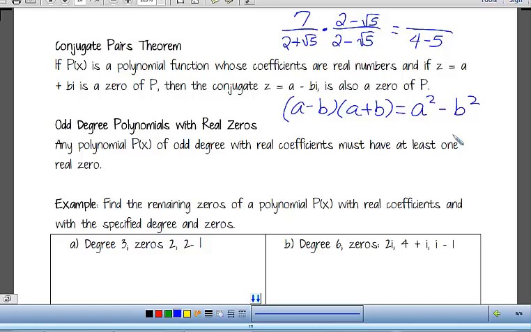Okay, odd degree polynomials with real zeros. Any polynomial p of x of odd degree with real coefficients must have at least one real zero. Why do you think they said that? Suppose we have a polynomial of degree 3. Why is it that it would have to have at least one real zero?